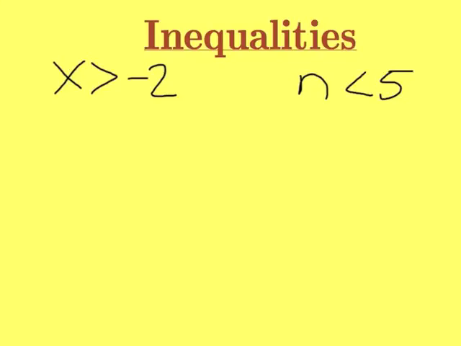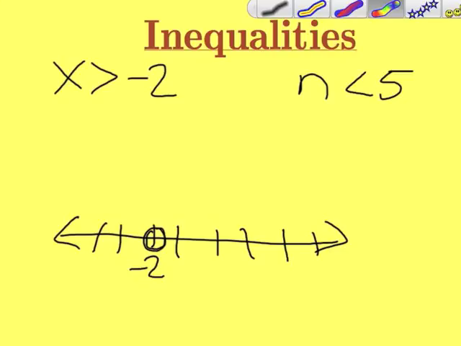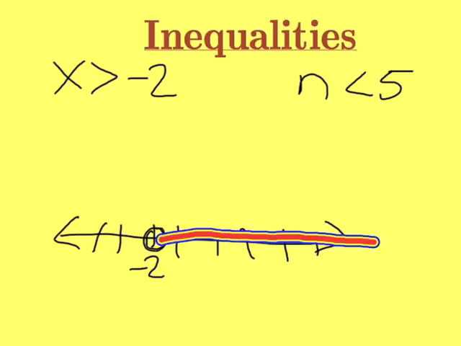In order to create a graph of these numbers, we need a number line. If we were to graph x is greater than negative 2, we first need to create an open circle at negative 2. The reason it's an open circle and not a closed circle is because negative 2 is not part of our answers. Negative 2 is not greater than negative 2. But we can shade in everything that is greater than negative 2.